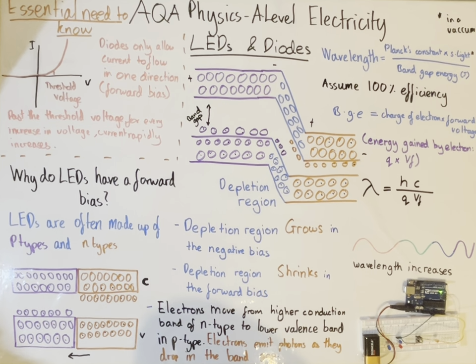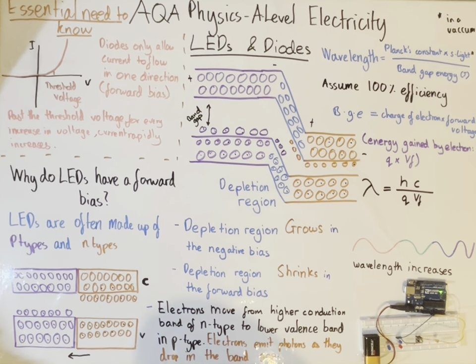So this is the difference in energy between our conduction bands and our valence bands. And if we assume 100% efficiency, our band gap energy, which is the energy of the electrons moving from the conduction band to the valence band, is equal to the charge of one electron. I think that's 1.6 times 10 to the power of minus 19, but that figure might not be right, times our forward voltage.